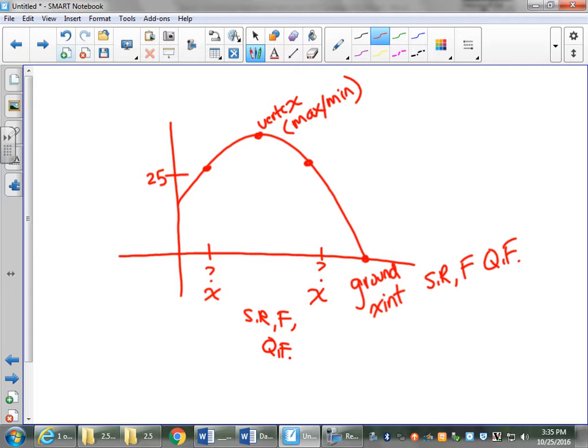The last 10 days. So read the question, make sure you know what it's really asking about, and then if it's a vertex question, you've got to use those old skills like negative b over 2a or h and k or averaging the x-intercepts.